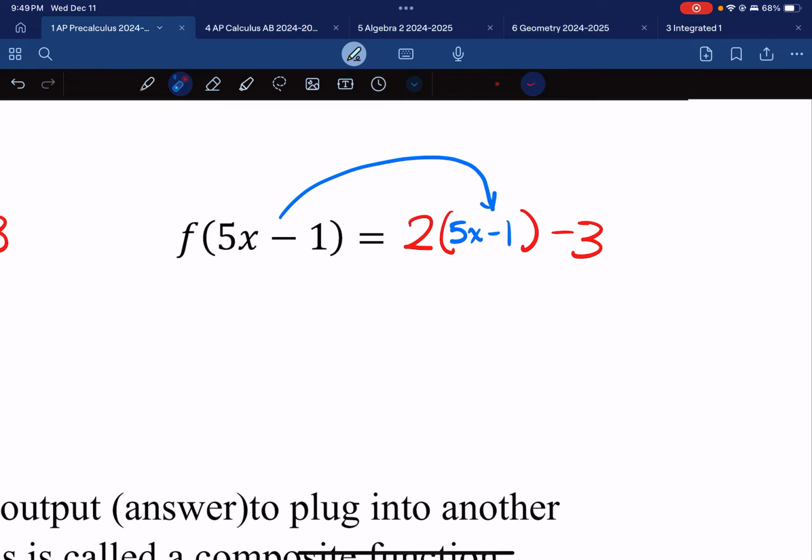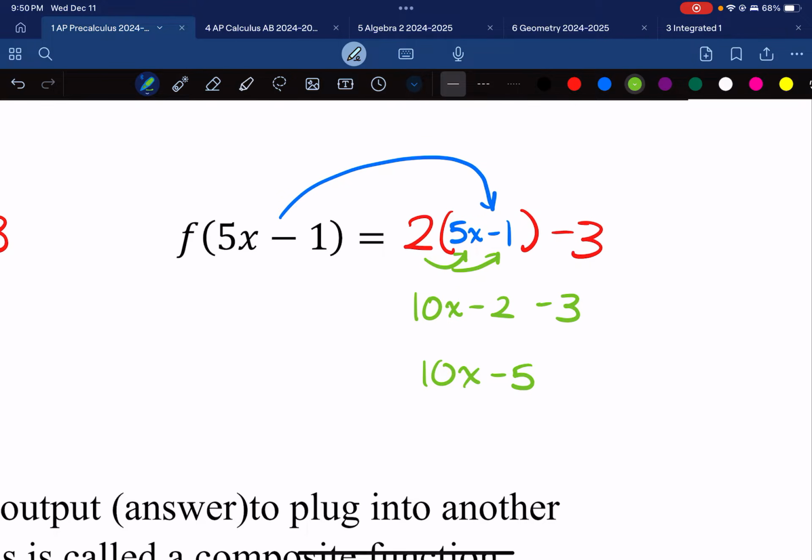And be careful here. You'll need to distribute the 2 into both of these two terms. Let me go ahead and draw an arrow saying I'm going to distribute here. And therefore, I'm going to have a 10x minus 2 minus 3. And then I combine my like terms. A minus 2 and a minus 3 is a minus 5. This is going to turn into a 10x minus 5. Again, box all of your final answers.